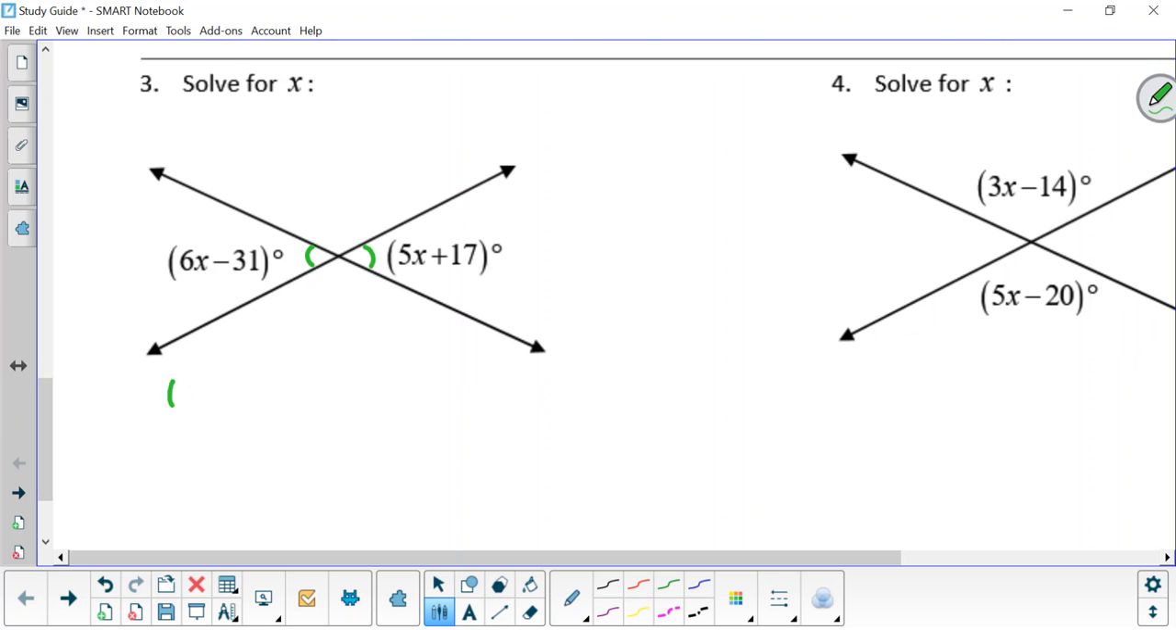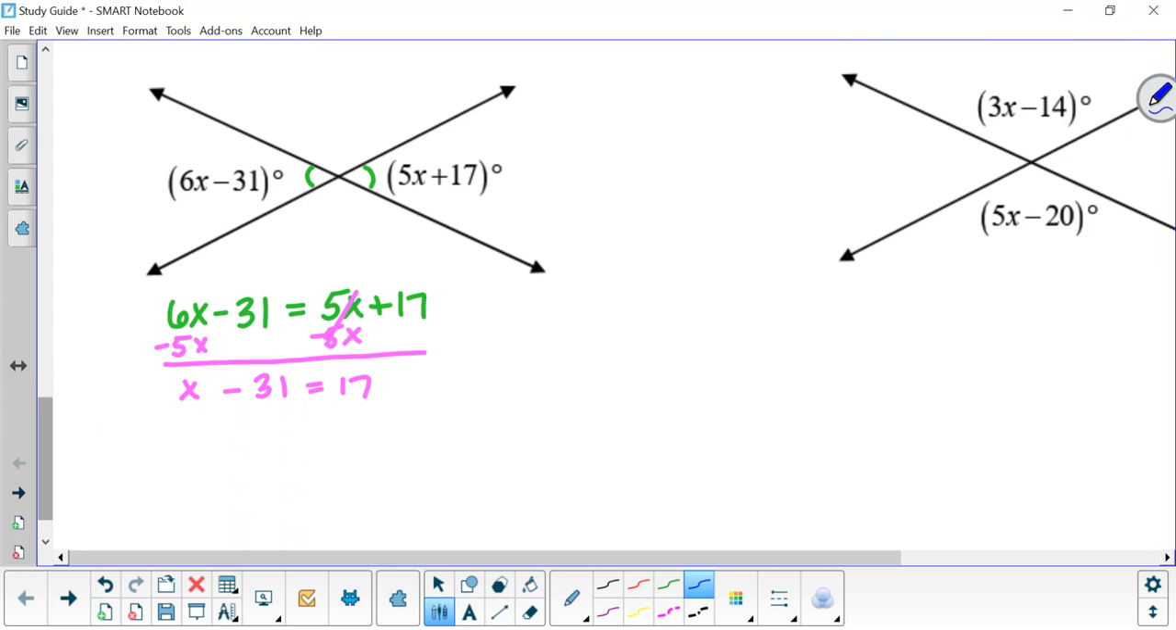I'm going to take one side, 6x minus 31, set it equal to the other side, 5x plus 17. So now we have to get all the x's to one side, and I like to bring the smaller x over to the bigger x. So then that leaves me with 1x minus 31 now equals 17. So all that's left is to add 31.